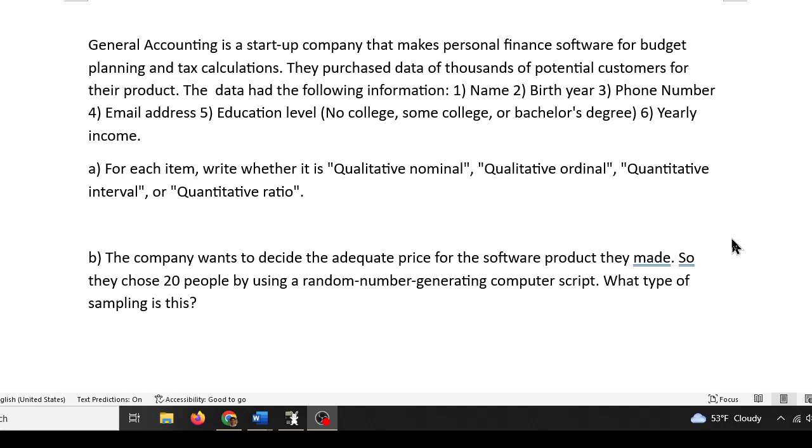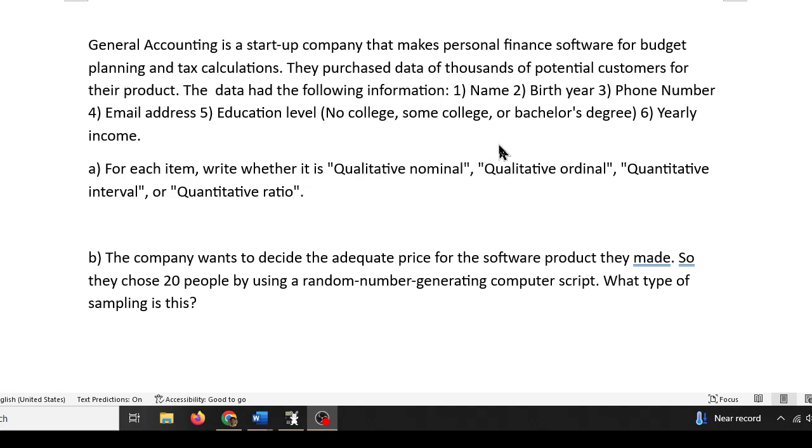For each item, write whether it's qualitative nominal, qualitative ordinal, quantitative interval, or quantitative ratio. Now, the first thing that you have to be able to distinguish is qualitative versus quantitative. You say quantitative if first it's a number, but just being a number is not enough. It has to have a meaning. So the numbers should have a meaning. In other words, bigger numbers should correspond to something being big, smaller numbers should correspond to something being small.